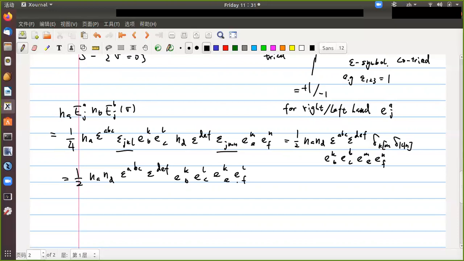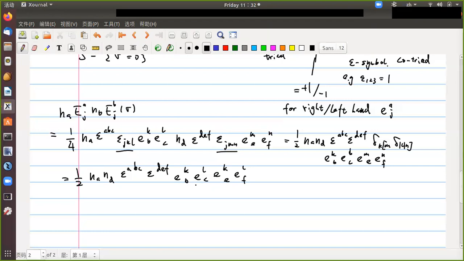Let me see what is going on. Here you can first move. So Mn is replaced by Kl. And here you can see Kl is anti-symmetrized. But because Kl is the same, the anti-symmetrization of Kl is the same as the anti-symmetrization of E and F. Here, EF is automatically anti-symmetrized. So then we can remove this anti-symmetrization of KL.